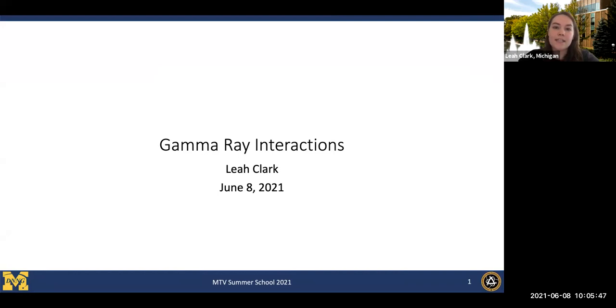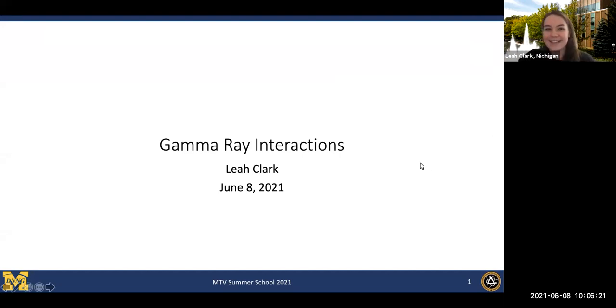This might be a little bit of a review for some of you. It might be an entirely new topic for others, because we have a wide range of experience at our summer school here, so keep that in mind. A lot of it could also be a review from last week, because Ricardo did a good job of explaining gamma rays as well. If you have any questions, you can throw them in the chat and we can address those at the end of the lecture.